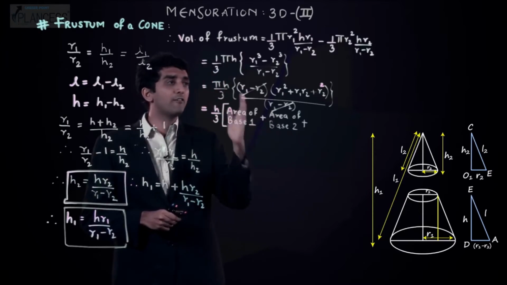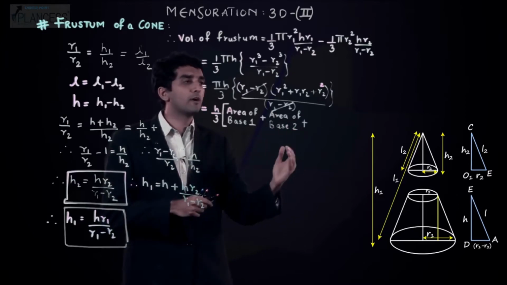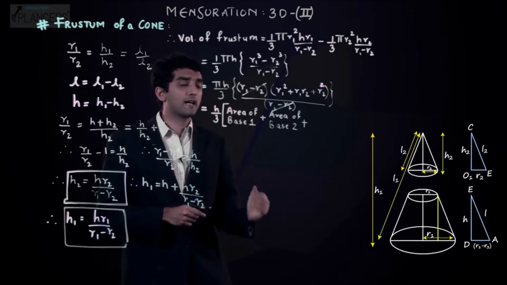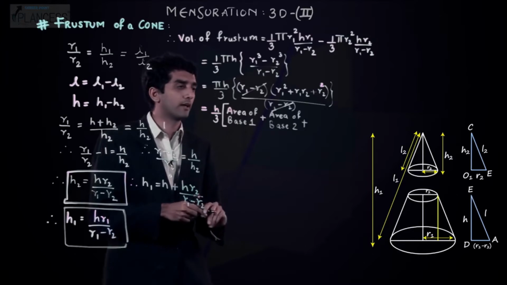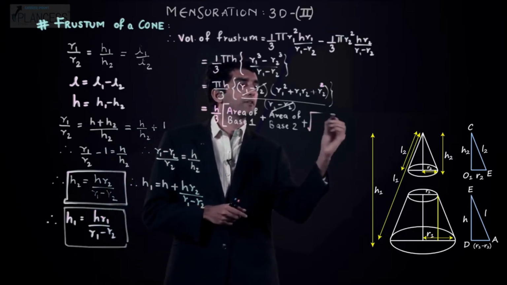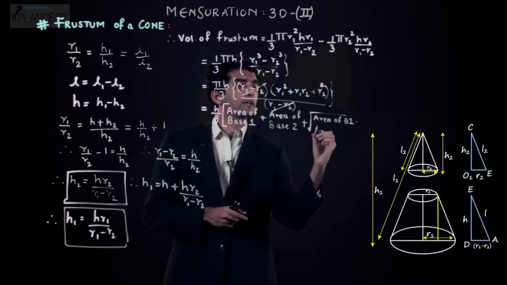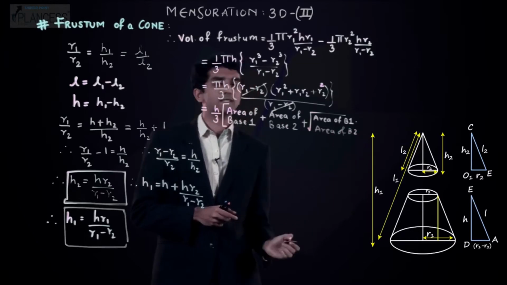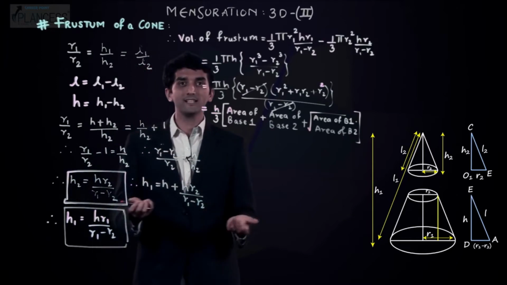So now we have pi r1 r2, which can be written as root of pi square r1 square r2 square, which can be further written as root of pi r1 square into pi r2 square, and hence this can be further written as area of base 1 into area of base 2. So this is how the volume of a frustum can be written. Very interesting, isn't it?